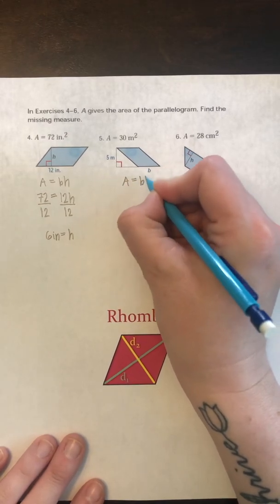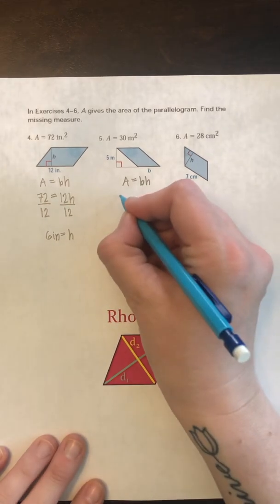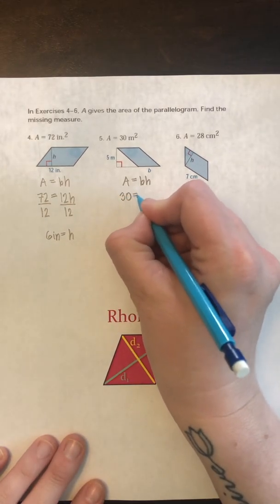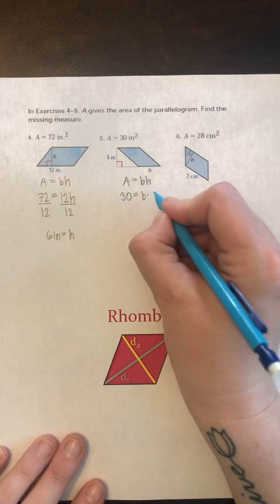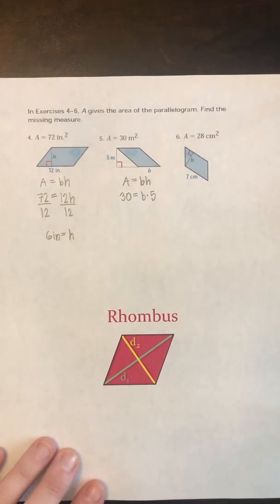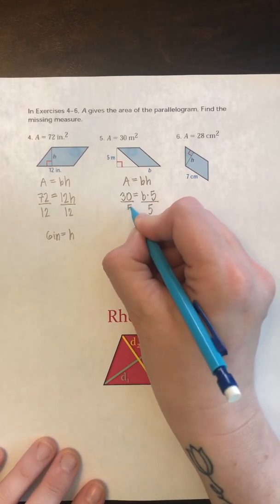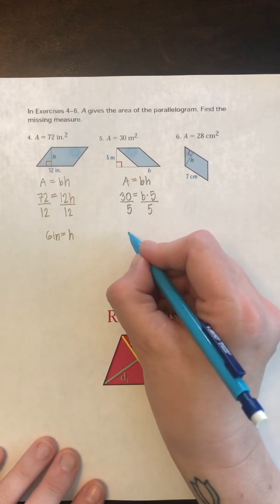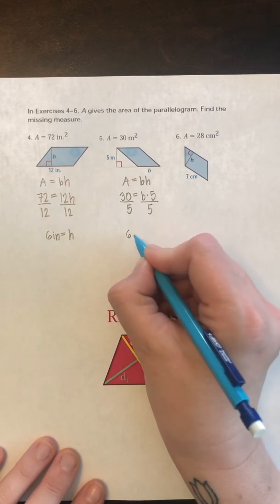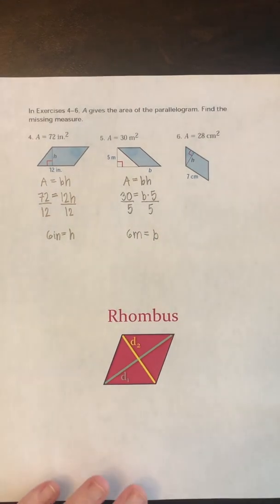Number 5, we're going to do the same thing. So for the area, we're going to plug in a 30. We don't know the base, but we do know that the height is 5. So I see multiplication. So to get rid of that, I need to do the opposite, which is division. So I'm going to divide each side by 5. 30 divided by 5 is 6, and I need my units of meters. So my base is equal to 6 meters.